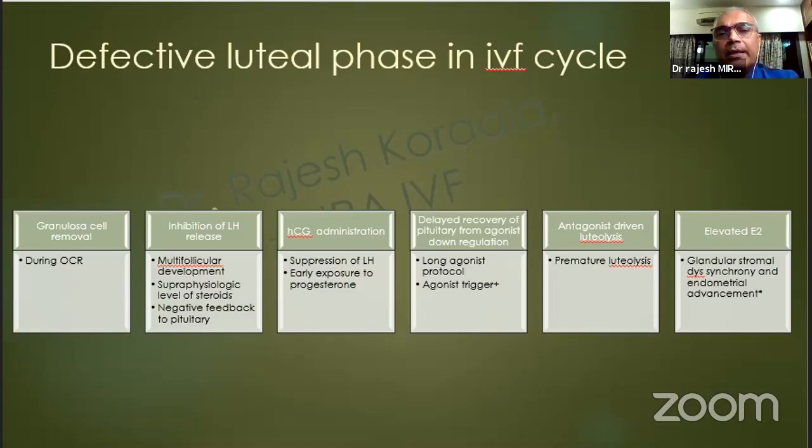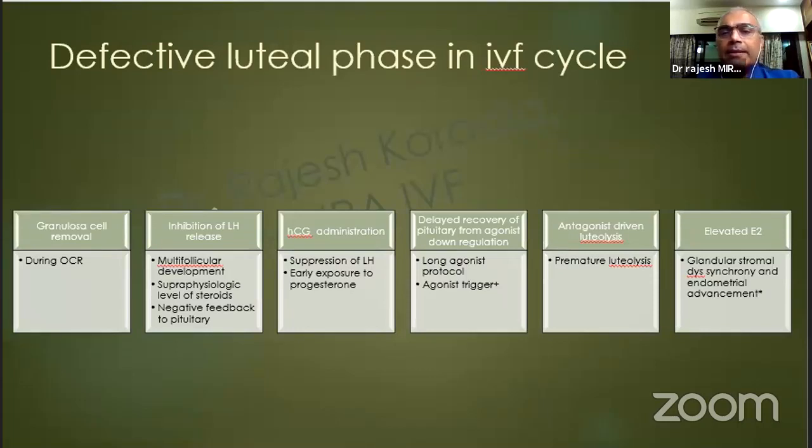Maybe because of delayed recovery of the pituitary from agonist downregulation, especially when agonist trigger or a long agonist protocol is used. Maybe because of antagonist-driven luteolysis, when there is a premature luteolysis, or maybe because of elevated E2, because we have seen that glandular stromal dyssynchrony and endometrial advancement happen because of the elevated estrogen level. You must understand that a good quality embryo can cover for a defective endometrium due to high or low E2 level.